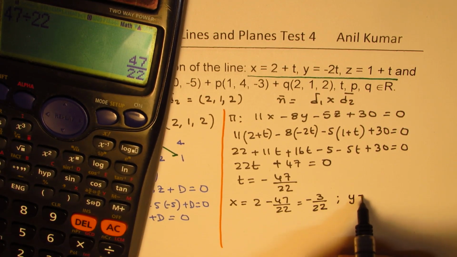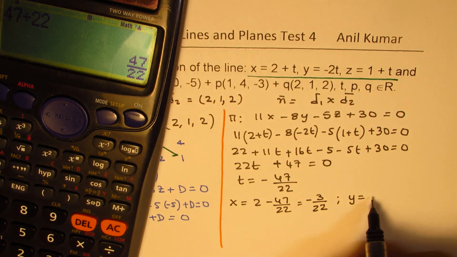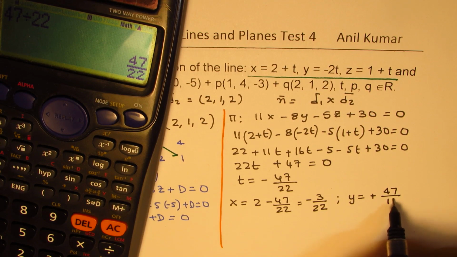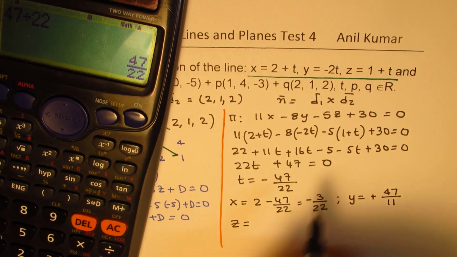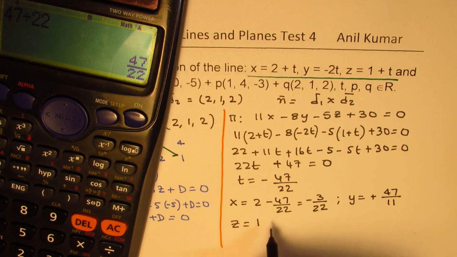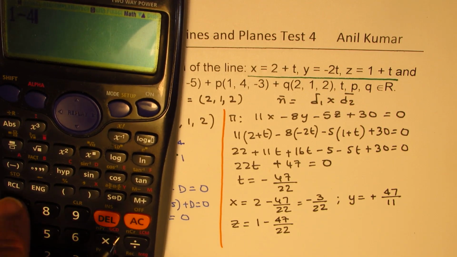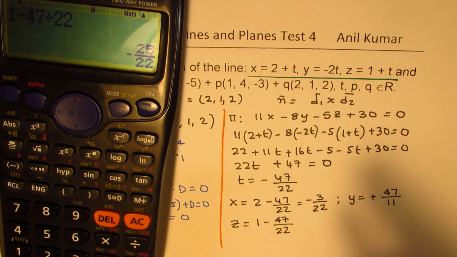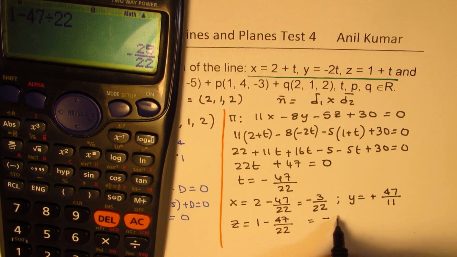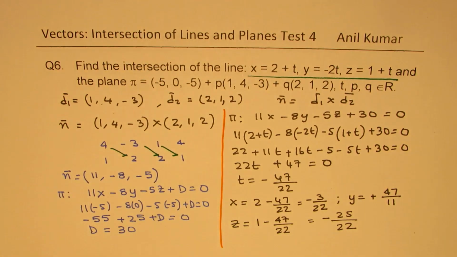As far as the y value is concerned, it is minus 2 times t, so it will be positive, and we can write this as 47 over 11. The z value will be 1 plus this, which is minus 47 over 22. So we have 1 minus 47 divided by 22, which is equal to minus 25 over 22. I'm not very sure whether these calculations are right or wrong. However, this is the actual method.